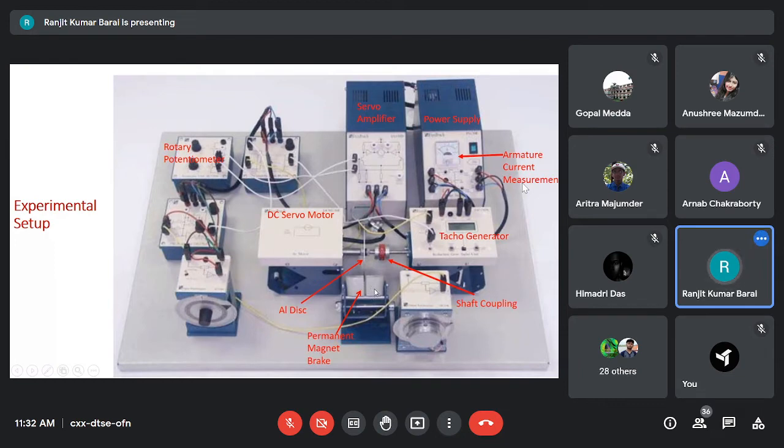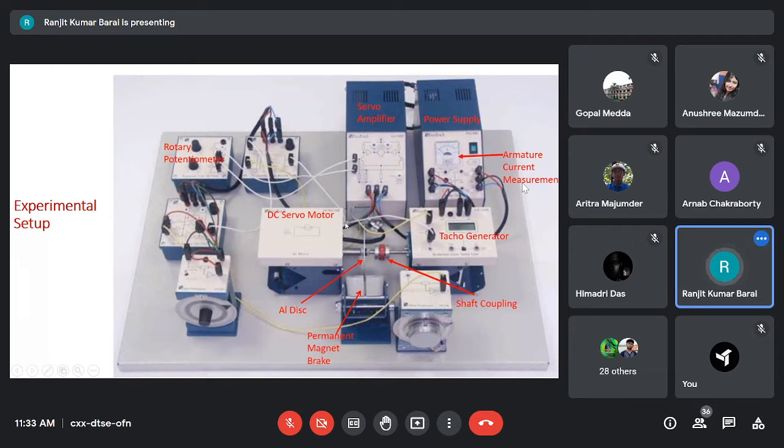Now what happens when we allow the disc to cut magnetic flux? As it is a metal disc, aluminium, it is quite a good conductor of electricity. So as it cuts the magnetic flux, some EMF is induced and eddy current starts flowing through this disc. This eddy current in turn will interact with the permanent magnet field, and that will produce a torque, and that torque will be opposing the cause.